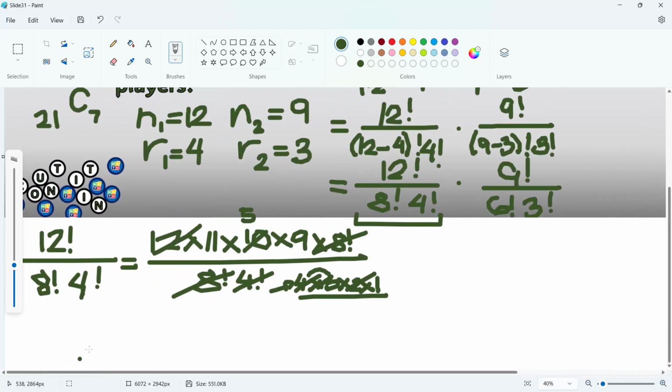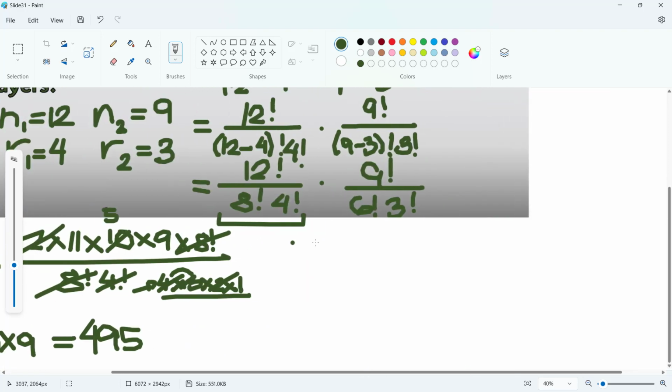Therefore, for the first combination for our baseball players, it's just a product of 11 times 5 times 9, which will result to 495 combinations. But this is not yet the final answer because it's just one of the portions of this item. So let's proceed to the next one.